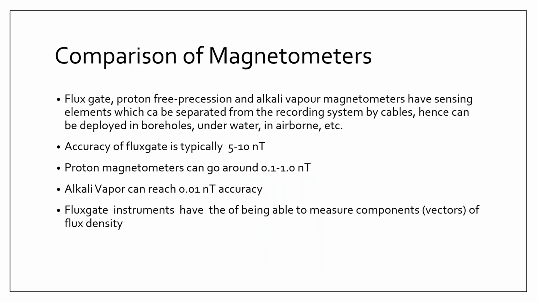Just to have a quick comparison. All these types are relatively portable, and they can be deployed in boreholes, underwater, ground survey, or airborne. Although they have differences in terms of accuracy. Flux gate practically will have an accuracy of 5 to 10 nanoteslas, but it can go as precise as 1 nanotesla. Your proton magnetometers can go as precise as 0.1 to 1 nanotesla. And then your alkali vapor, which is the most accurate, can go as far as 0.01 nanotesla accuracy.